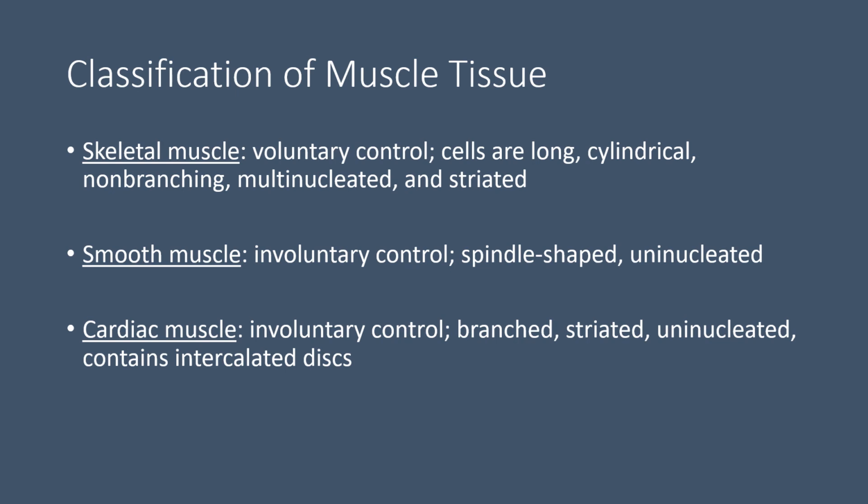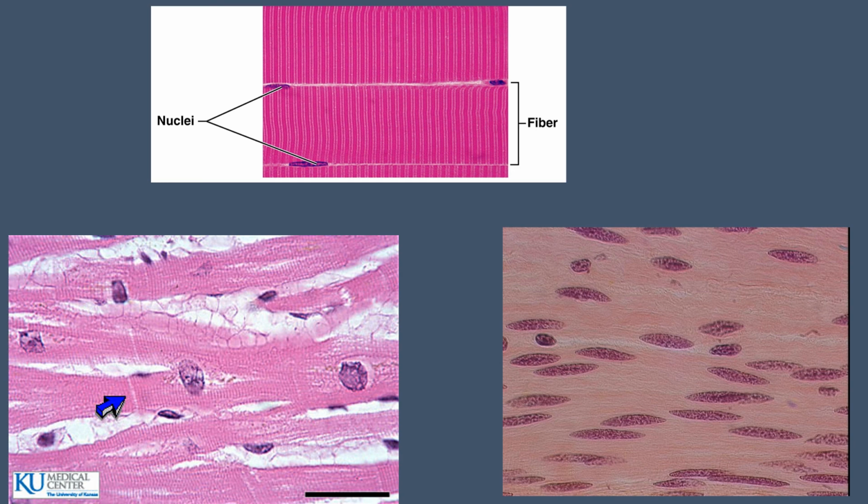For skeletal muscle, the cells tend to be very long and cylindrical. They're non-branching, and they're multinucleated. For smooth muscle, it tends to be spindle-shaped, and it's only got a single nucleus. Cardiac muscle is branched, and it has a single nucleus as well. Skeletal muscle is what we call striated. It looks like it has a striping pattern, as you'll see in just a moment. Cardiac muscle also is striated. Smooth muscle is not. And then cardiac muscle also has what we call intercalated disc, which is easily seen when you look at a microscope slide.